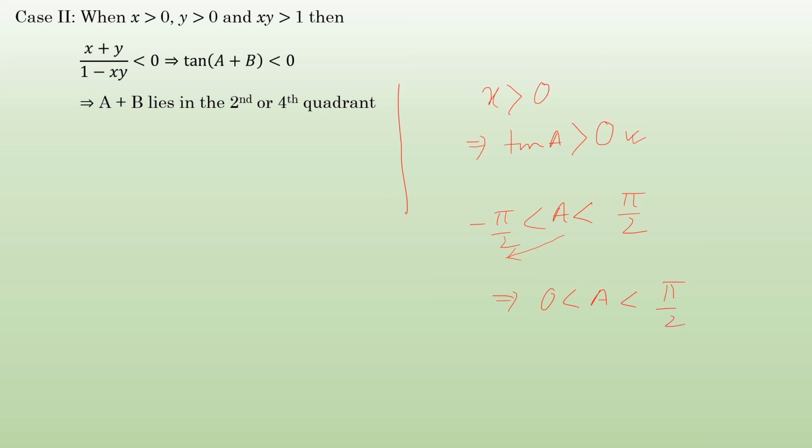In the similar way, we have y greater than 0, therefore from that we will get 0 less than b less than pi by 2, and combining these two, that is adding these two, we will get a plus b.